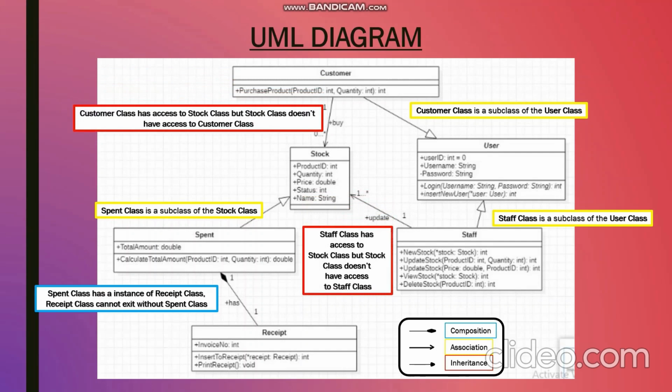The first one, customer class has access to stock class, but stock class doesn't have any access to customer class. Another one, staff class has access to stock class, but stock class doesn't have access to staff class. This is all about the UML diagram.